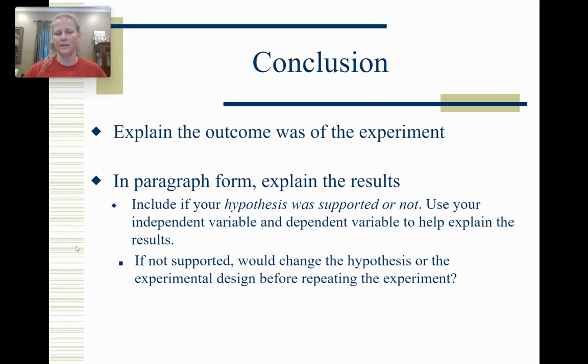And then finally, you're going to conclude, and this is where you explain the outcome of the experiment. And when you explain this, you're going to explain the results by including your hypothesis, whether or not it was supported. And you will also include your independent variable that you changed, that you were actually testing, and your dependent variable, which is your data that you collected, to help explain those results.